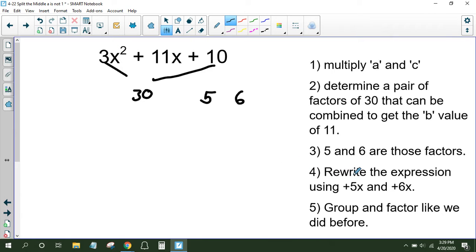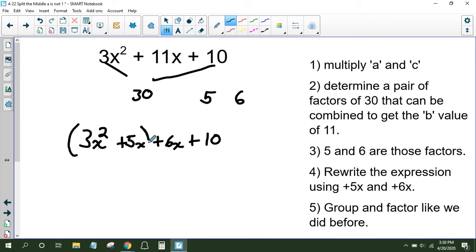So step number 4 says that we're going to rewrite the expression using a positive 5x and a positive 6x. So we're splitting that middle term, instead of being an 11x, we're going to have it be a positive 5x plus 6x. 5 plus 6 is 11, plus 10. So now we're at a situation where we know how to group these.